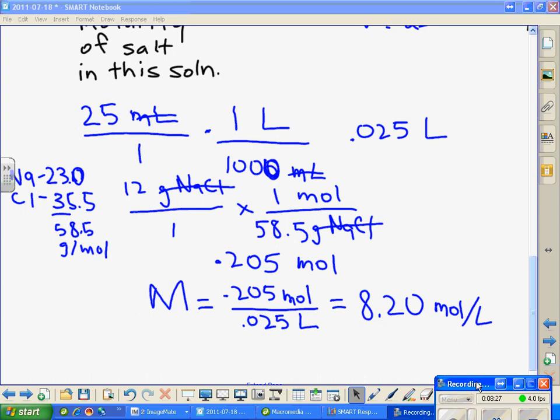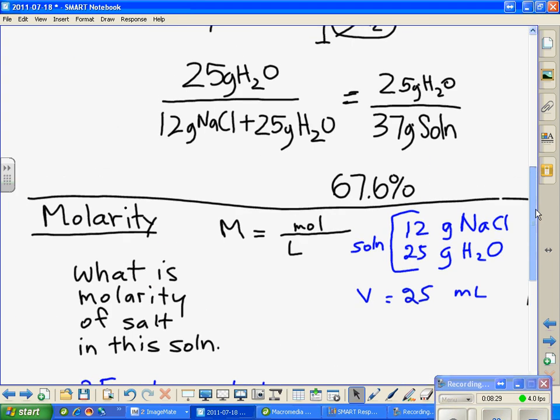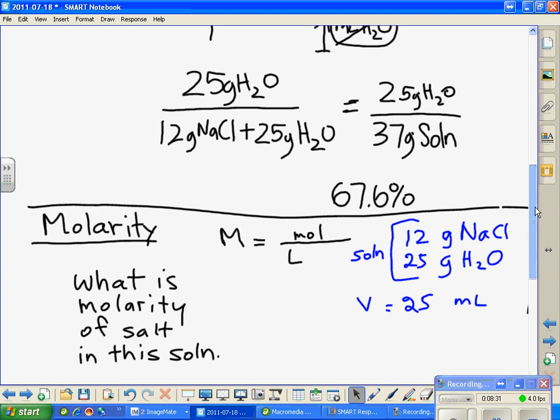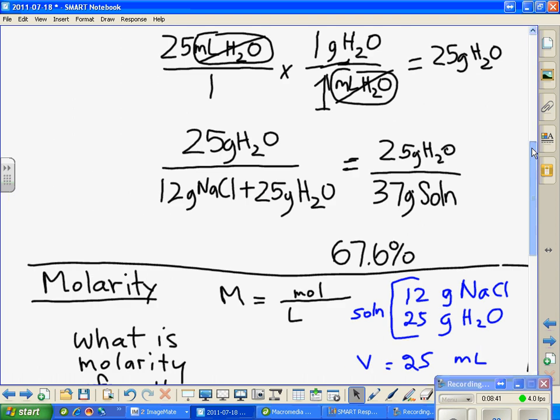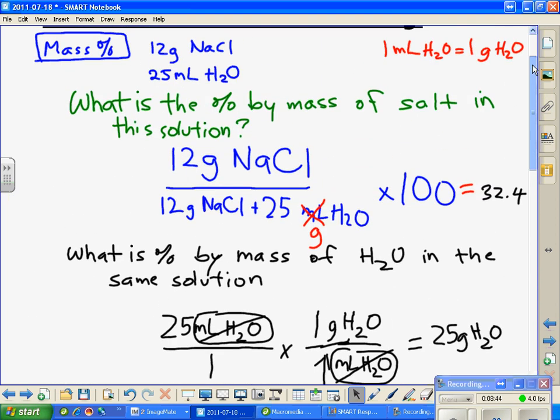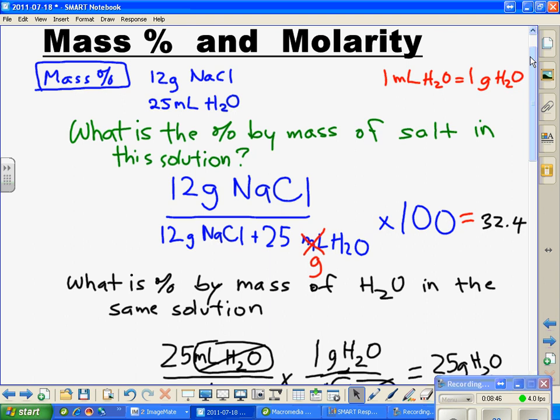Okay, in this next problem that I gave you, I started out with a definition of molarity being moles over liters. And then I gave you the same solution that we were doing in the last problem. In this problem we started out with 25 grams of salt and 25 milliliters of water. And so you also had to know that 1 mil is equal to 1 gram when we're talking about water. This only works for water.